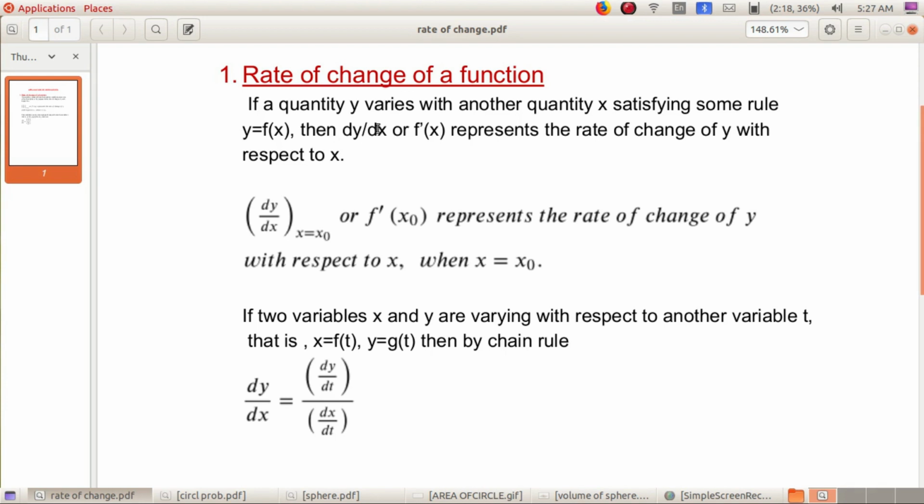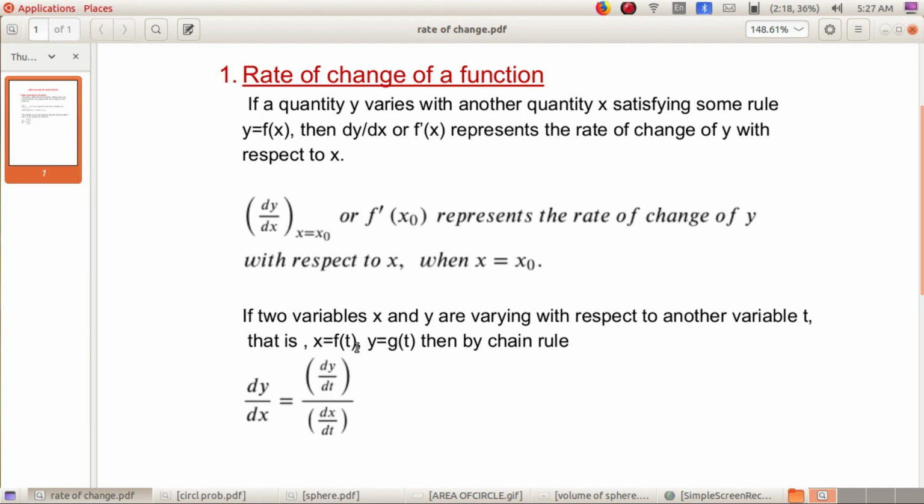dy by dx is the rate of change of y with respect to x. Now dy by dx at x equal to x naught, or f dash of x naught, represents the rate of change of y with respect to x when x equal to x naught.